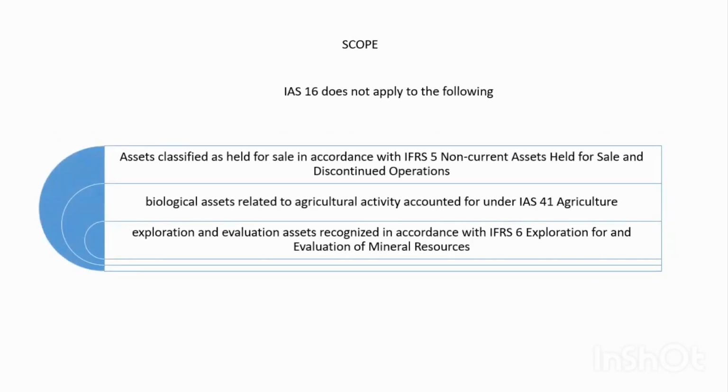So the scope, what is the scope of the standard? The standard applies to property, plant, and equipment. But there are some property, plant, and equipment that the standard does not apply to. One of such is assets that are classified as held for sale. This is IFRS 5, non-current assets. The standard does not cover this type of assets.